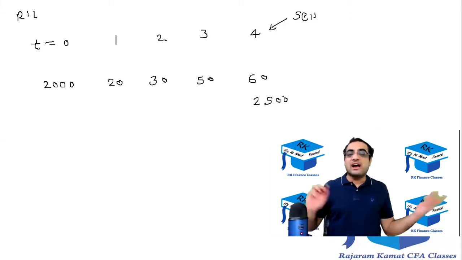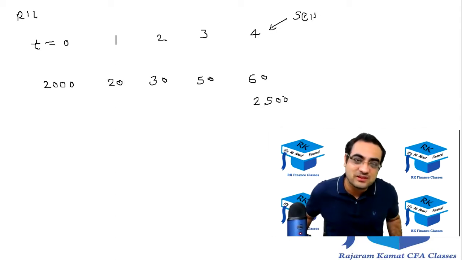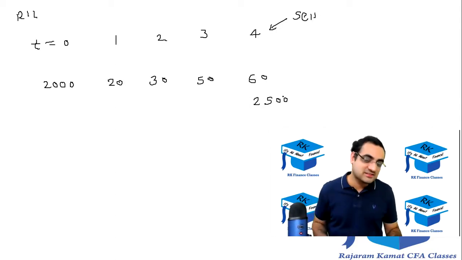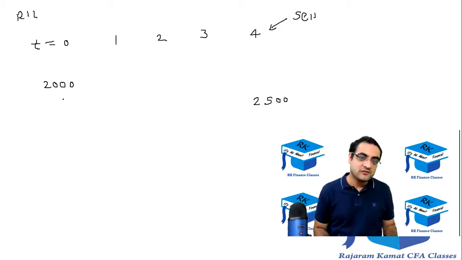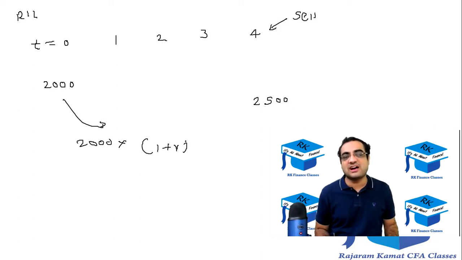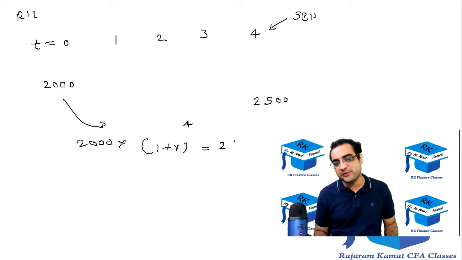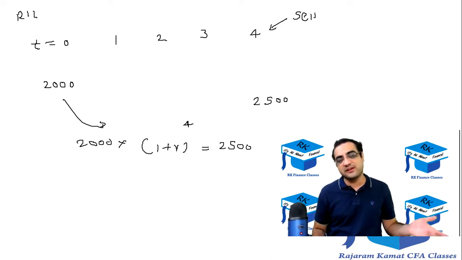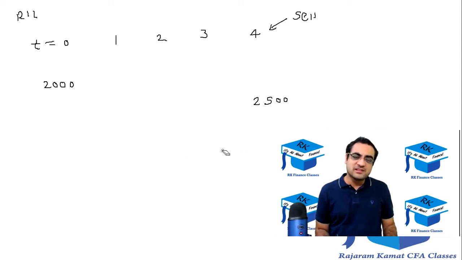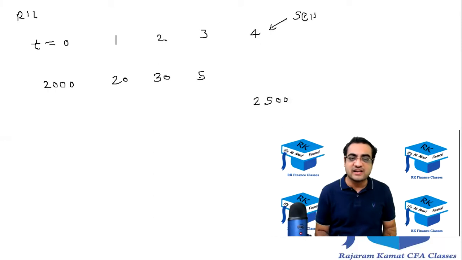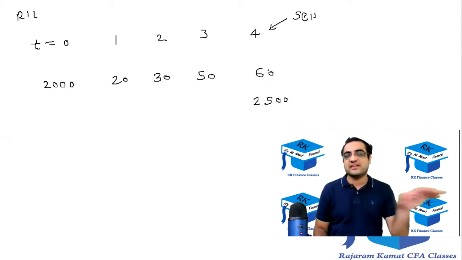Okay. Now how will we calculate the return? Now it becomes a little difficult. Earlier it was a little easy. We did 2000 into 1 plus r, raised to 4 years, equal to 2,500. And then we had solved it. But now when there are cash flows in the middle years, it becomes a little bit tricky. So 20, 30, 50, and 60, the dividends, are coming in the middle.